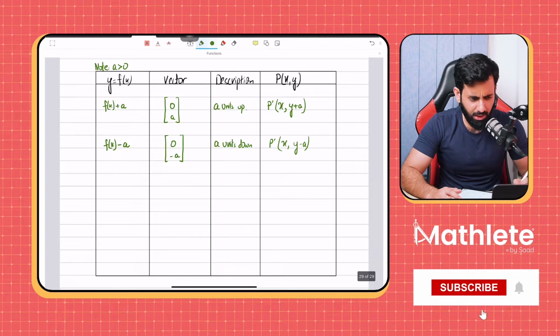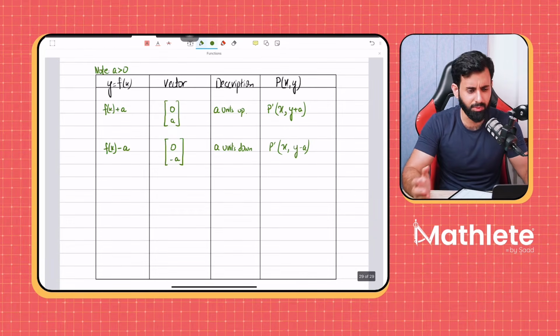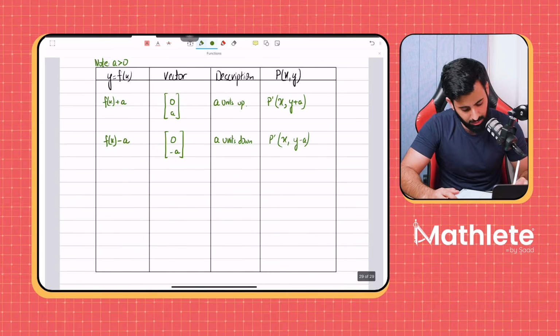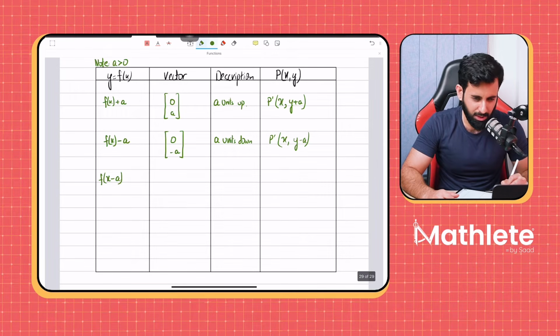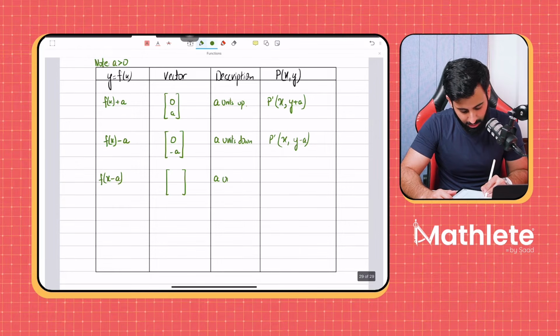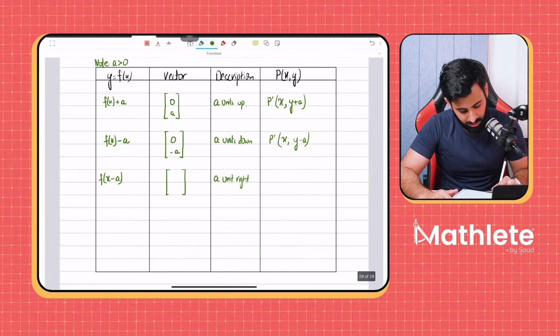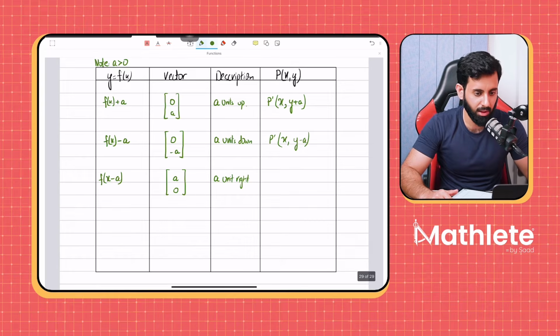Now, as far as vertical translation is concerned, it's usually pretty straightforward because when you add, it moves up. When you subtract, it goes down. It's horizontal translation that can sometimes be a pain. So for f of x minus a, you might want to describe it first. x minus a means that it's going to move a units to the right. And then maybe you can write down the vector, which is going to be (positive a, 0).